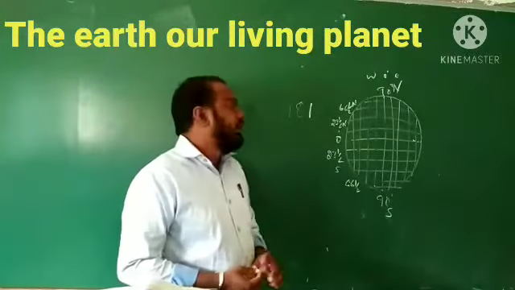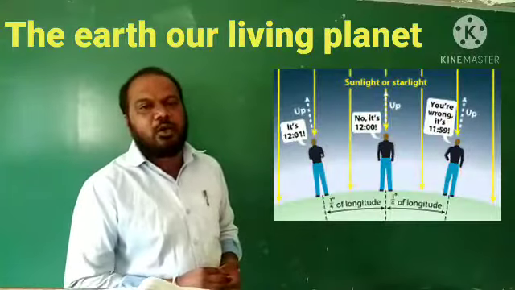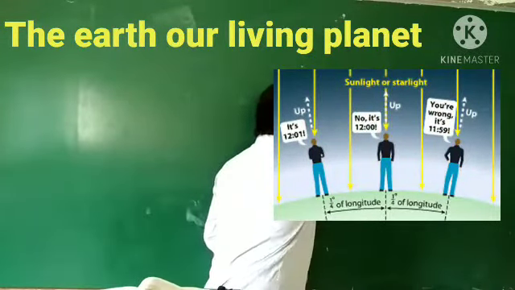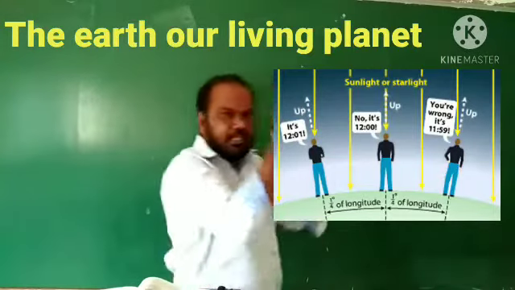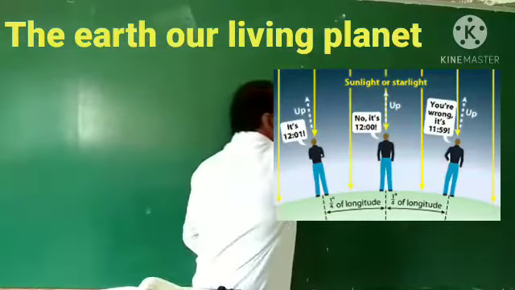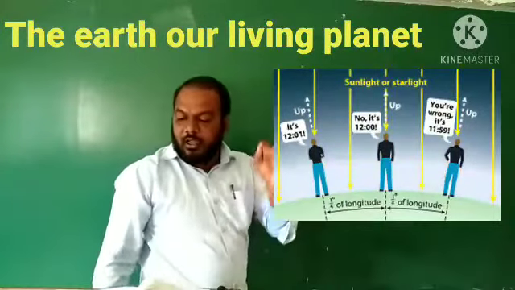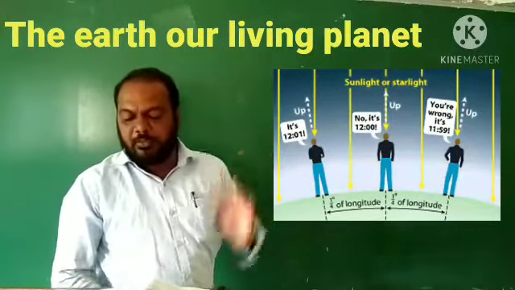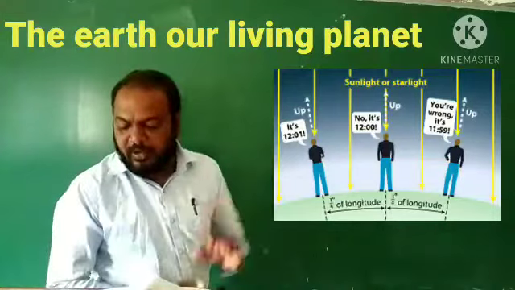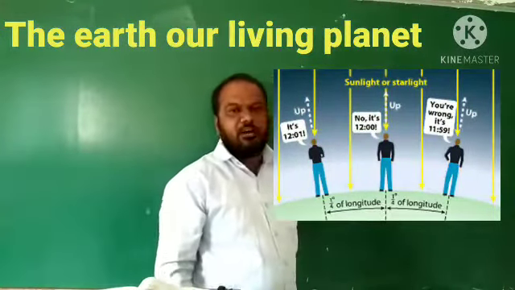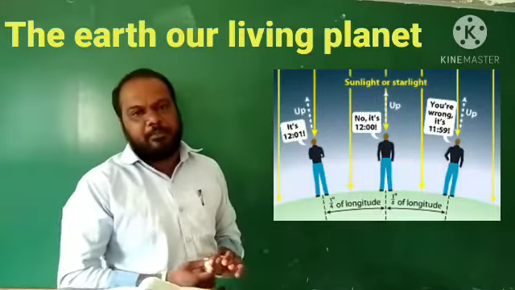And also, next point, local time. What is the local time? Every longitude has its own time. This is called the local time. The time according to the longitude of a place, according to the position of the sun, is called the local time. Every longitude has its local time.